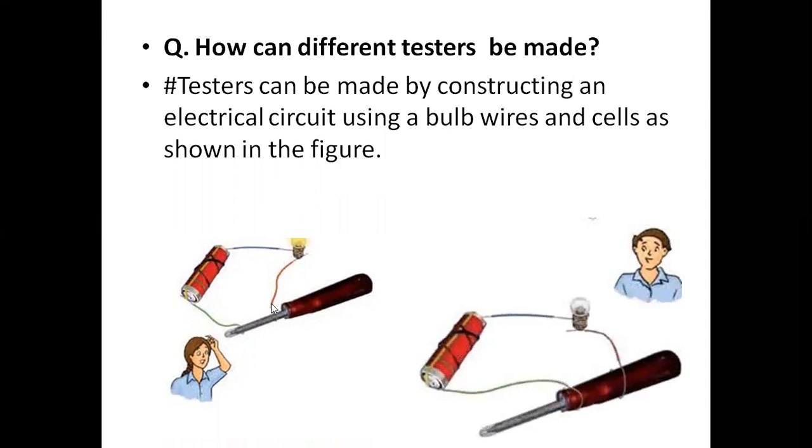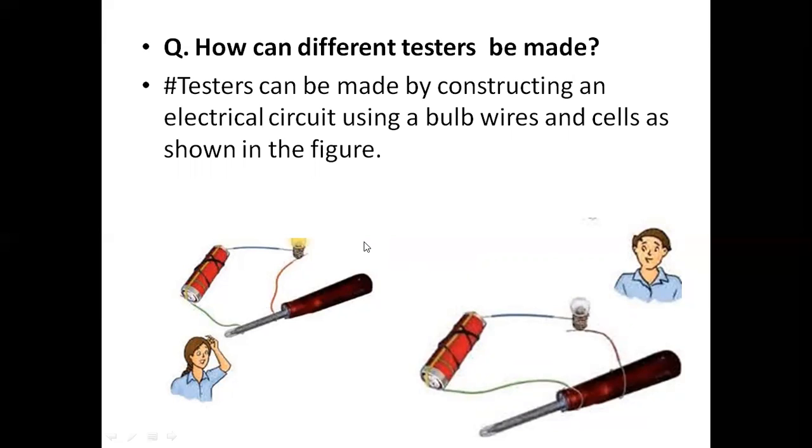Here you see what we have seen in the previous class, the same thing. So here the complete arrangement indicates a tester. When the bulb glows, what happens? This is a conductor. Hence, children, how can different testers be made? One among them is this: testers can be made by constructing an electrical circuit. The complete circuit itself is a tester.